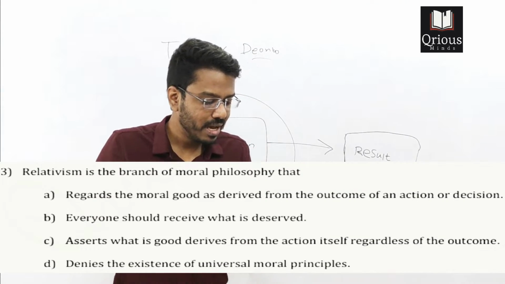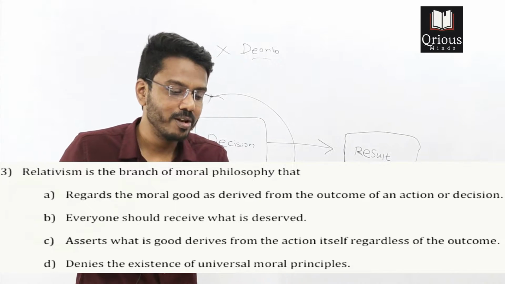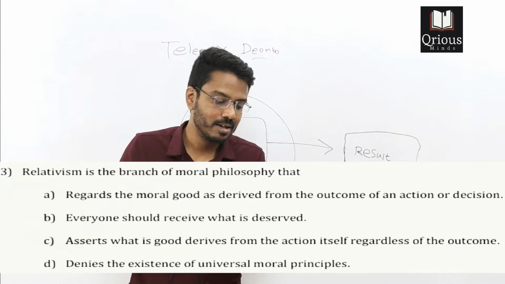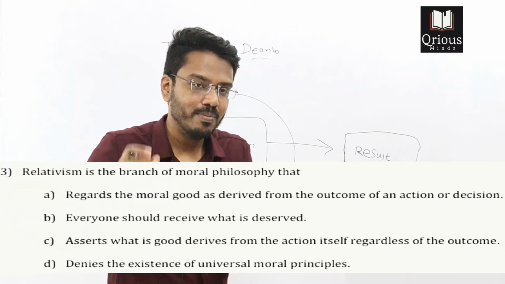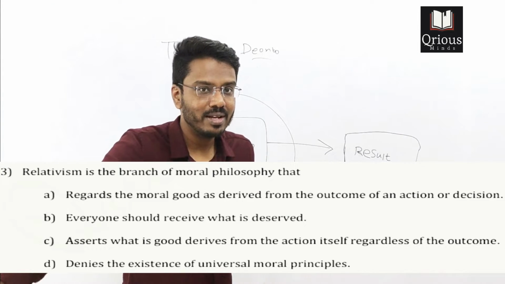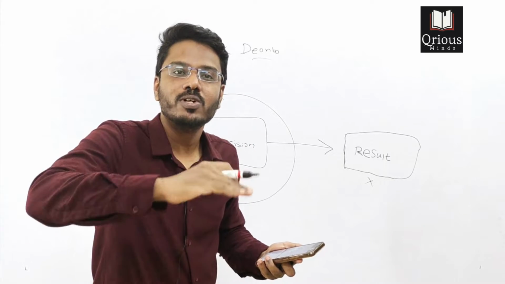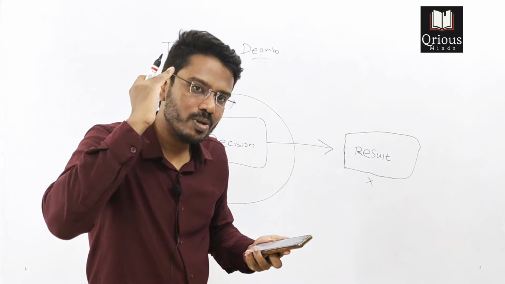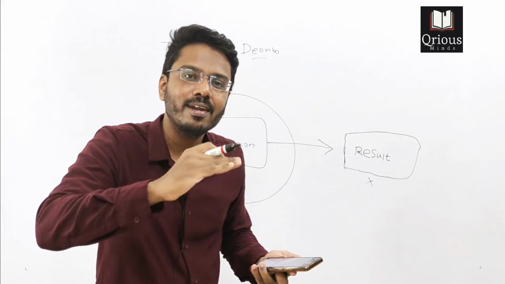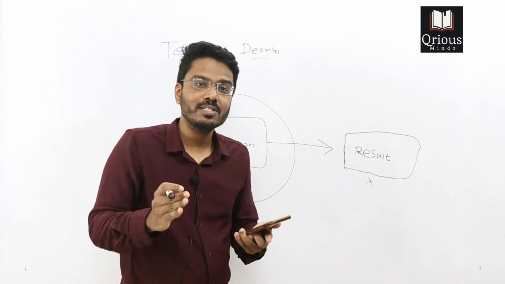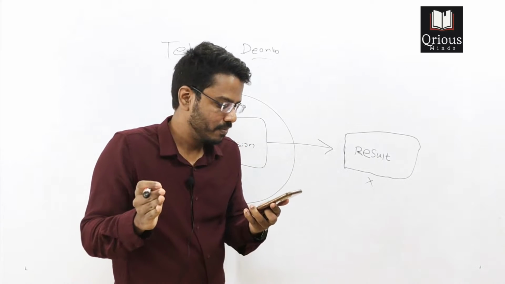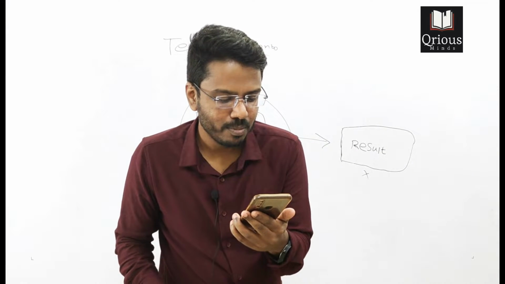And option D denies the existence of universal moral principles. Here is our correct answer. Option D denies the existence of universal moral principle. It means that there is no universally right thing as such, or there is no universally wrong thing. It varies from person to person. It is entirely or purely relative. And that's how it got its name, relativism. Moving on to question number 4.